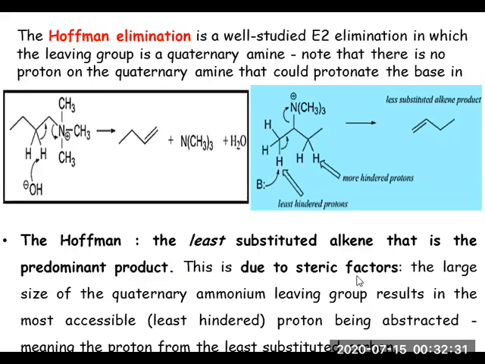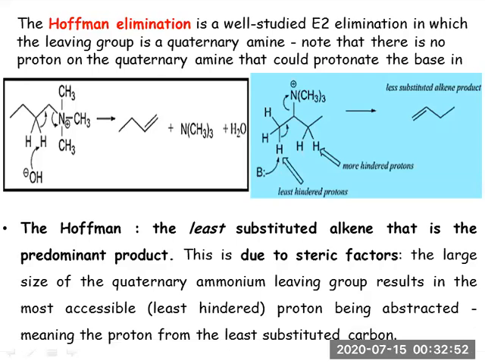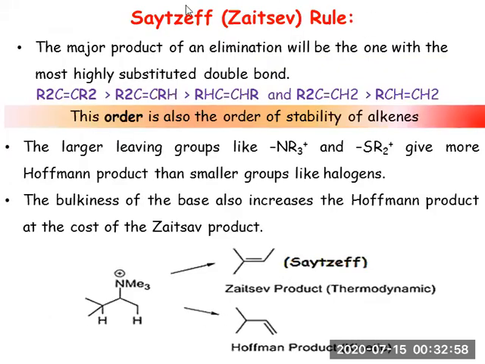Why does this happen? Because of the steric factor. The transition state over here, because the leaving group is very large, becomes highly crowded for the Saytzeff reaction, and therefore the base has to come from the less hindered side. If that is so, it will always give you the less substituted alkene as a major product. This is called your Hoffmann product or Hoffmann's rule.